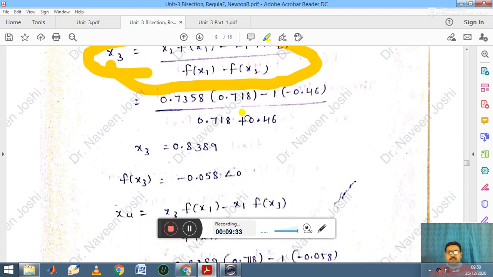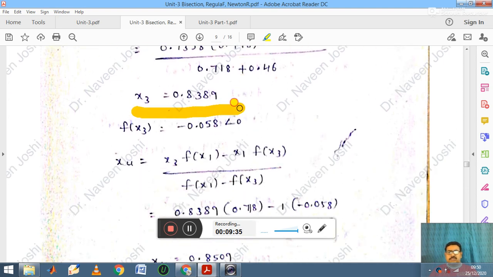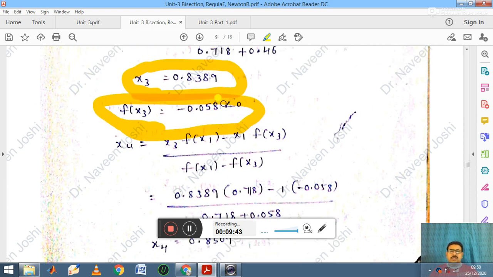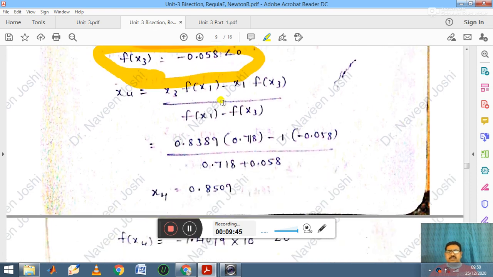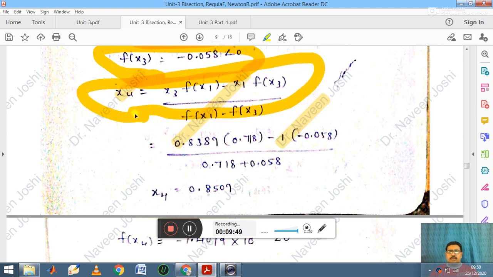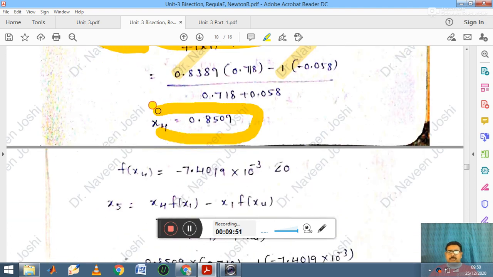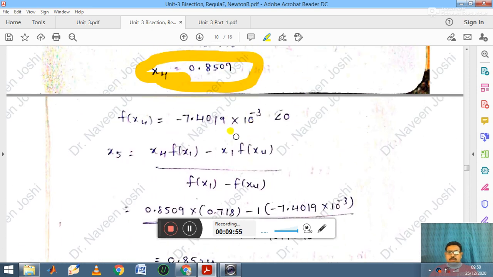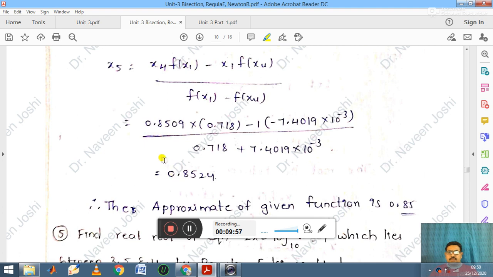Place all the values, and then you get the x3 value 0.8389. Find f of x3. Here also you are getting negative. Then replace x2 by x3, and you get the x4 formula. Then calculate the x4 value, 0.8509. Similarly, if you proceed, your x5 value will be 0.8524.